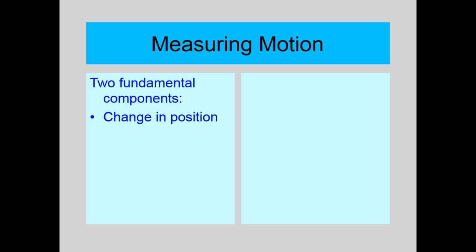The two ones: a change of position. That has to happen for motion to occur. You're not moving if you're standing still. To move, you have to change your position. So that's one. And with a change of position, you have a change in time.